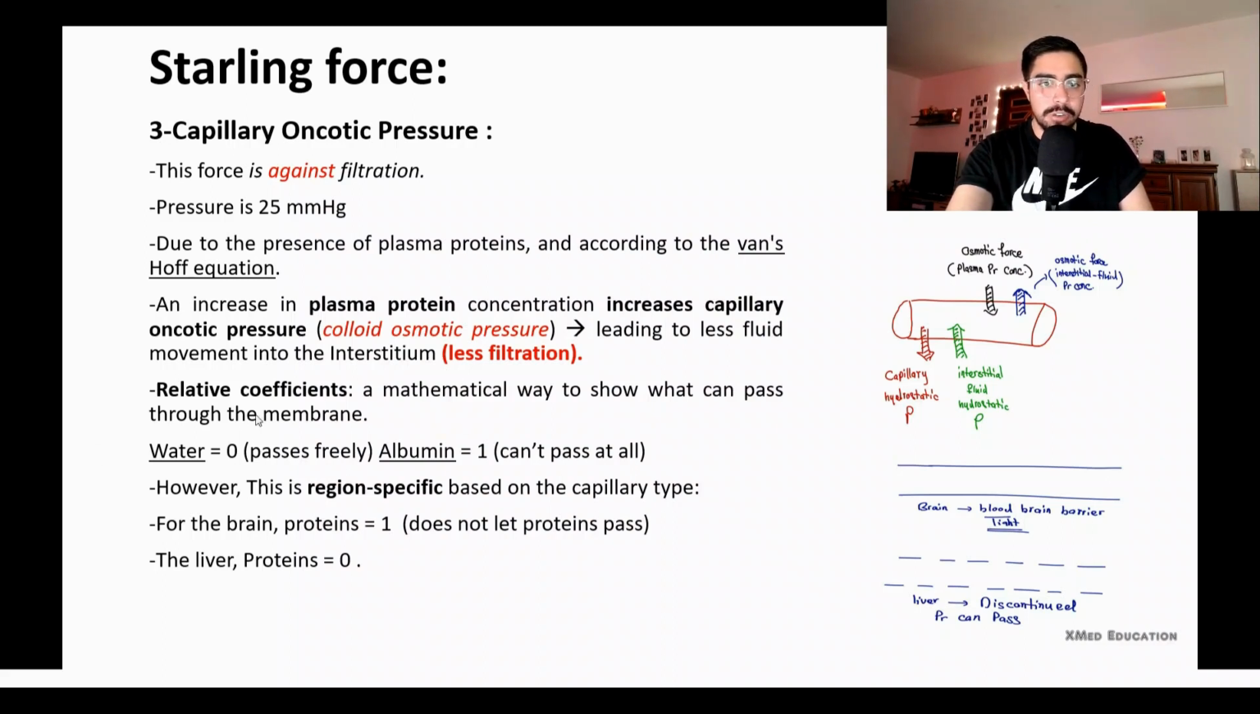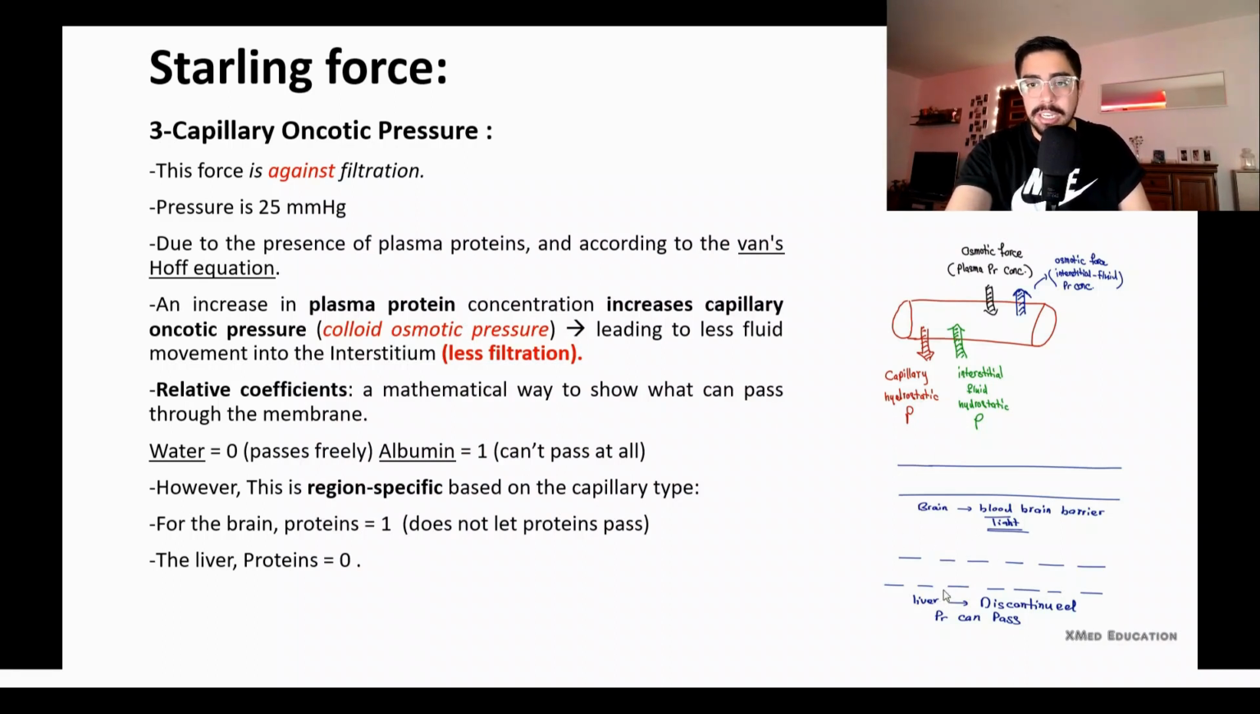What is the reflection coefficient? The reflection coefficient is a mathematical way to show how things can pass through the capillary, and it depends on the type of the capillary. For example, in the brain, the endothelial cells are very tight to each other, so protein cannot pass, and water is the thing that can pass. Oxygen can pass easily, carbon dioxide can pass. However, for example, in the liver, we have discontinuous capillaries, and they have a bigger space between the endothelial cells, and more material and product can pass.